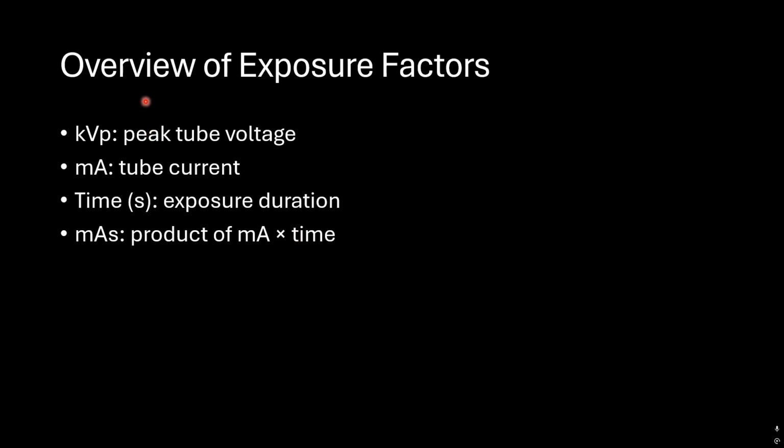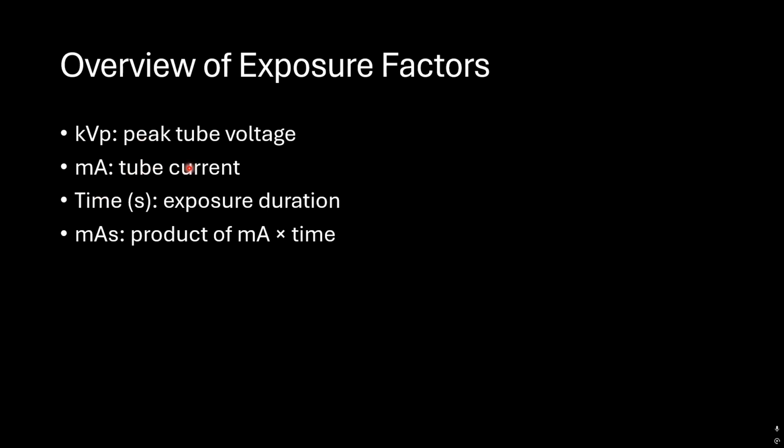Now let's take an overview of exposure factors. For the kVp, it's the peak tube voltage. We can set our kVp to any number we want, but that doesn't mean our spectrum will have all photons with the same keV. It means that our spectrum will have a maximum energy, and that maximum is the kVp. The other photons will have a spectrum of energies, with different numbers of photons at different keV.